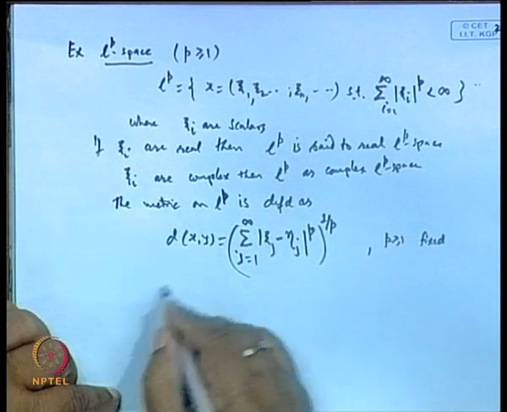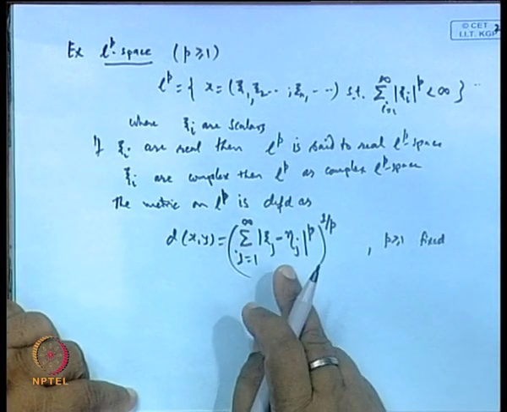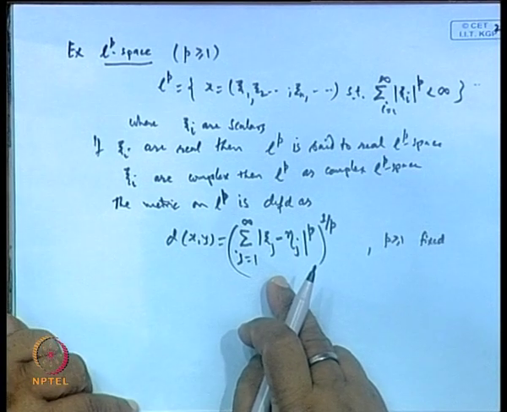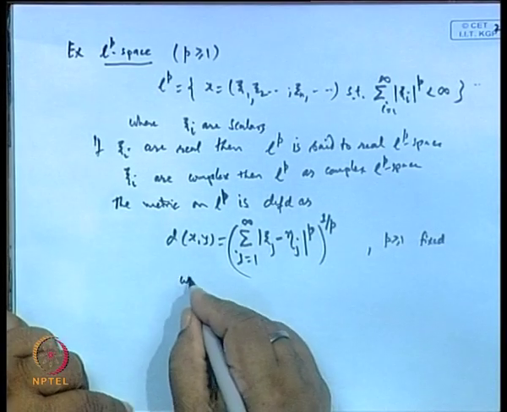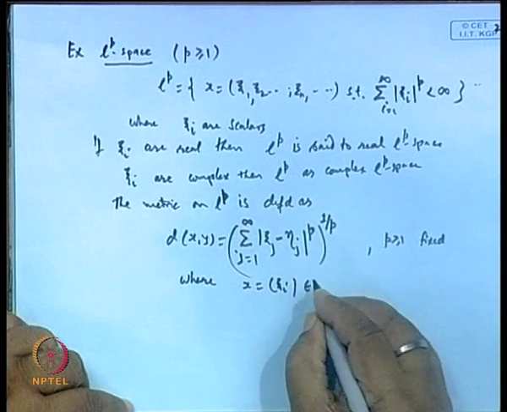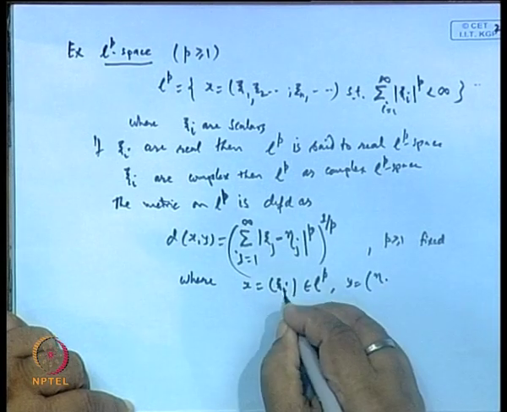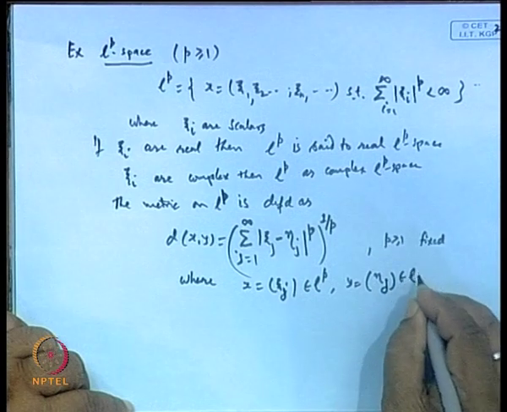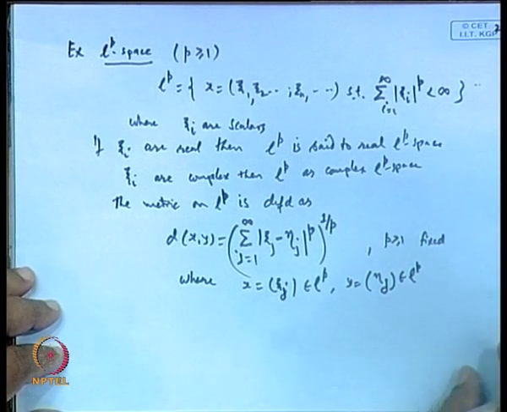So, basically, before testing whether this is a metric or not, we first derive the result for these two inequalities, which are known as Hölder's inequality and Minkowski inequality. Now, here x and y are points in LP space, and ξj and ηj are the points in LP space. Okay. So, before going to this, let us see the proof.